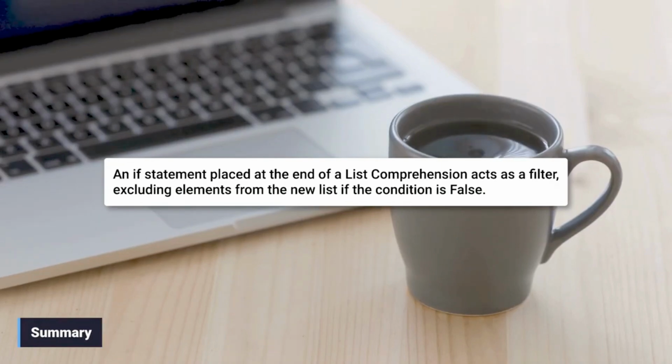To summarize, we've now seen how list comprehensions can handle both transformation and filtering.